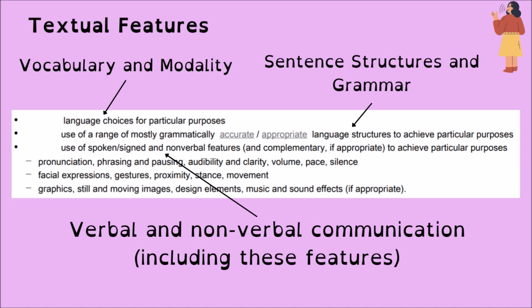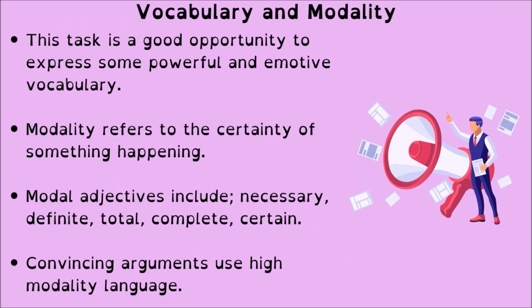So the first thing you're marked on is language choices for particular purpose. So we're looking at vocabulary and the modality of the language that you use as well. The second dot point is a use of a range of mostly grammatically correct or accurate language structures. So that's different types of sentences and sentence structures as well, and a variety of those. And then the last dot point is verbal and non-verbal forms of communication. And there are actually examples on that ISMG for you to look at. And I would treat those dot points under that third dot point there as a bit like a checklist. And you can annotate your script to make sure you're doing these things when you actually deliver your persuasive spoken text.